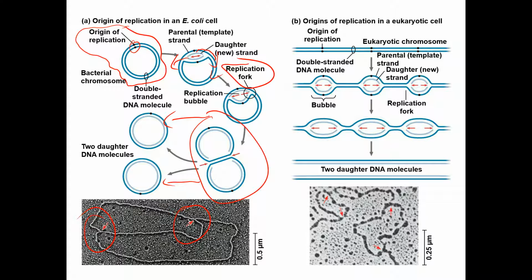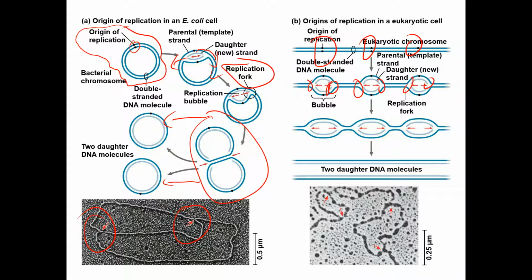Eukaryotic DNA replication. Again, the chromosomes are linear, but you have multiple origins of replication, as opposed to in a bacterial cell, where you have a single origin of replication. DNA replication is bidirectional, so you have two replication forks. Here, here, there, there, there, and there.